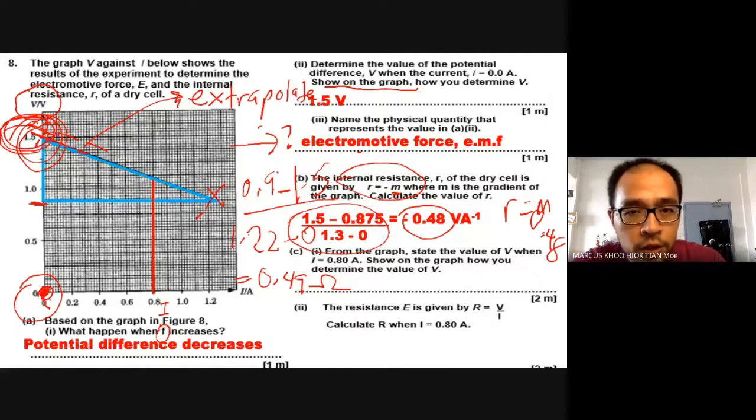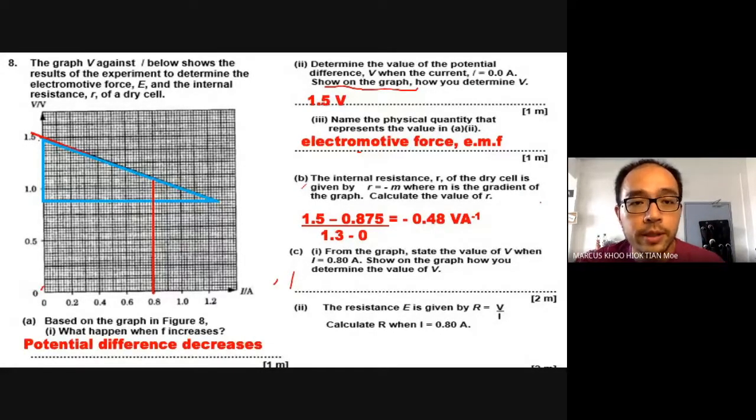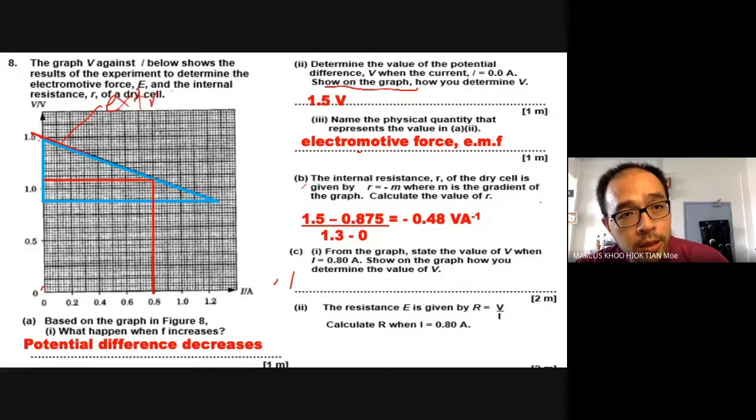C1, from the graph, show the value of V when I equals 0.8. Next person. I think it's 1.1 V. 1.1 volts. Okay, so according to this, obviously the thing that we have to do is to draw this. Now, if you are extending a line, this is called extrapolation. If you are finding a value, this is called interpolation.